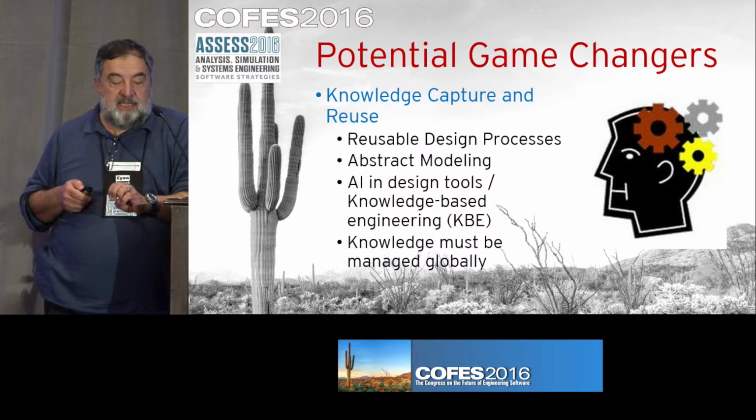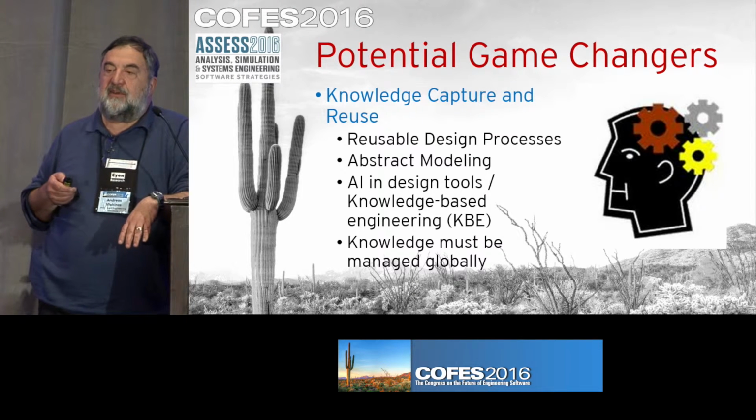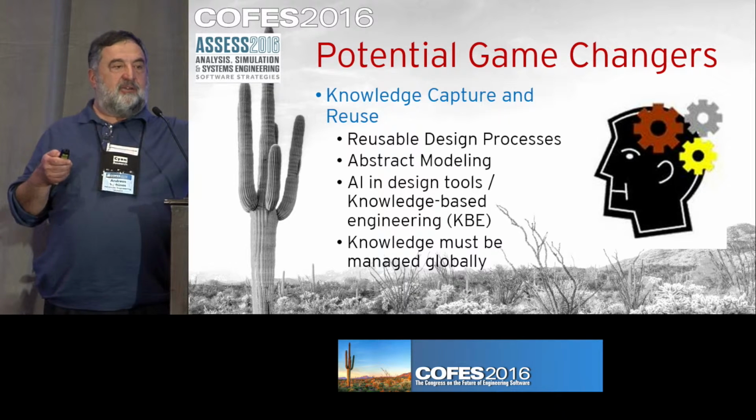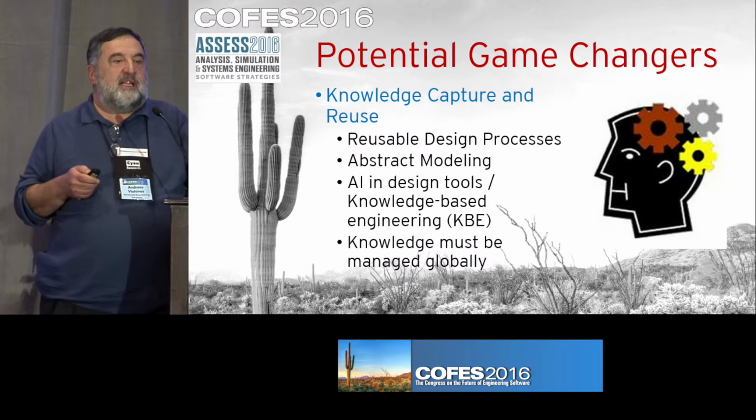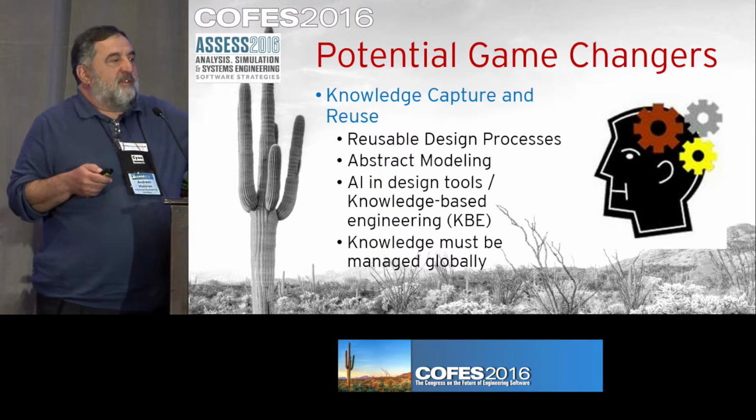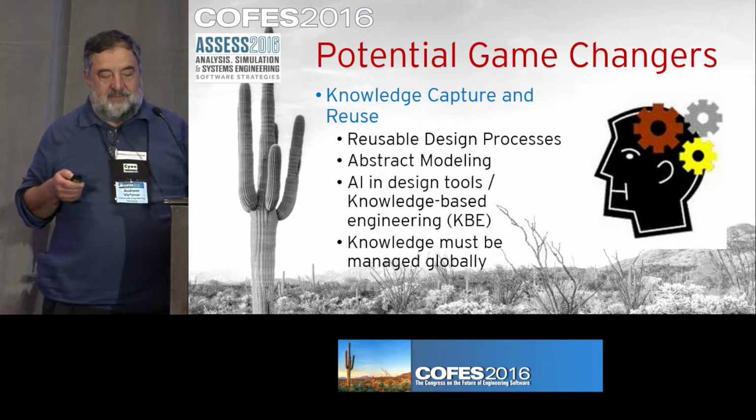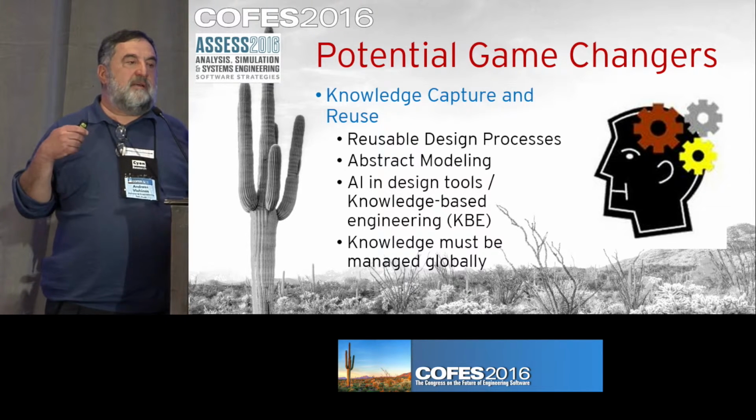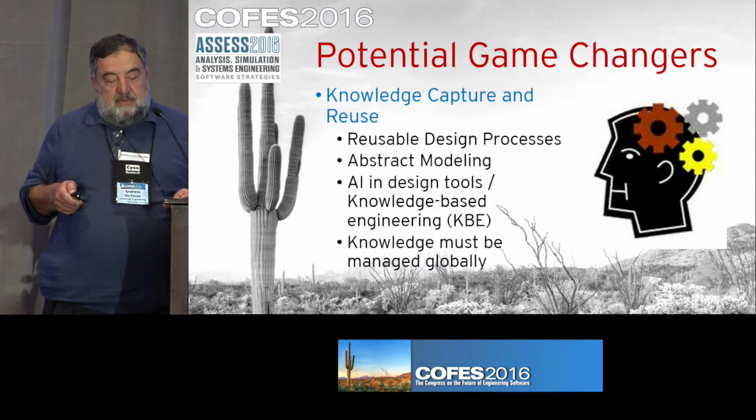So, artificial intelligence in design tools and knowledge-based engineering. Good examples are like GDT Advisor. It doesn't let you make dumb decisions when you select something and try to apply something different. Let's say it won't let me apply a modulus of elasticity that doesn't exist, or a yield stress that is not in this universe. So embed artificial intelligence in the CAE tools so they can be more effective and avoid mistakes. And knowledge must be managed globally.